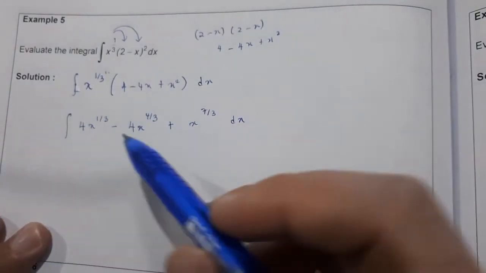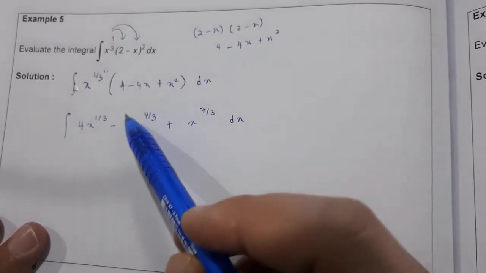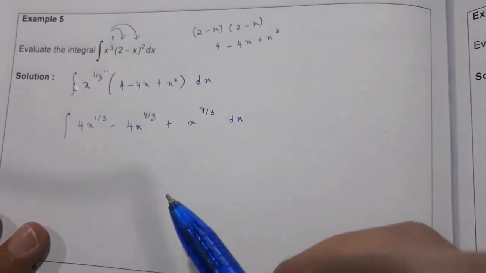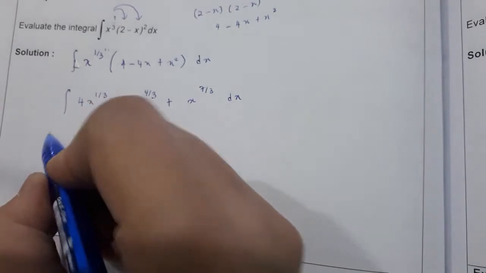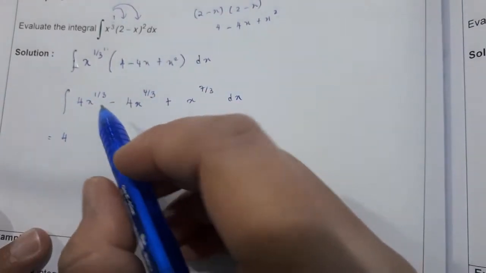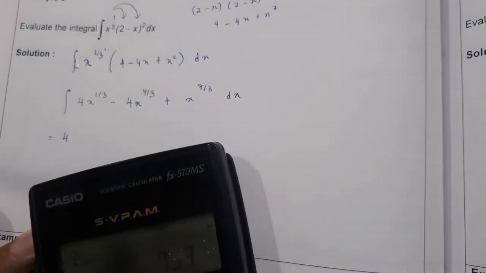So now the terms are separated. Here we have the first term, second term, and third term. So now we can integrate all the terms one by one. Okay, for the coefficient, stay. Integrate x^(1/3): 1/3 plus 1.